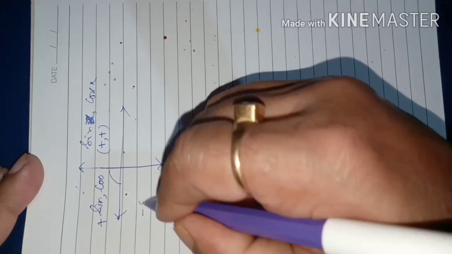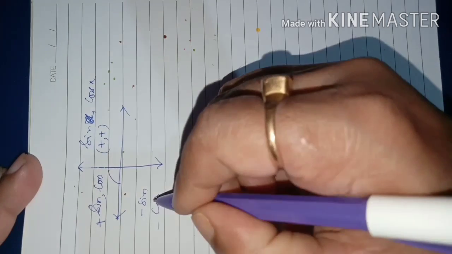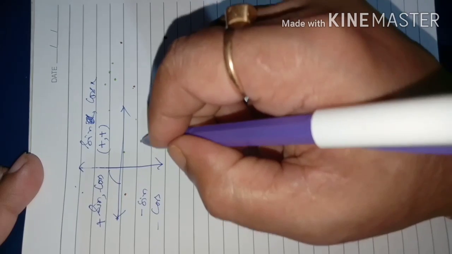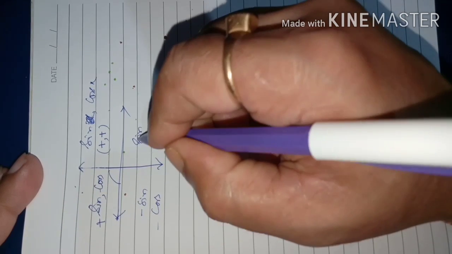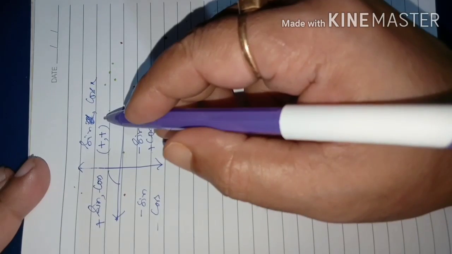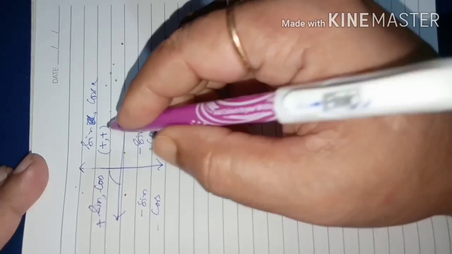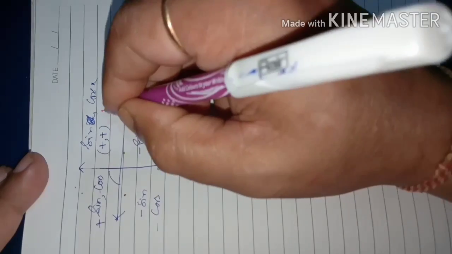but cos is negative. And in this quadrant, sine and cos both are negative. Sine negative, cos also negative. So in this quadrant, sine is negative, but cos is positive. Now the other trigonometric functions which are dependent on these two functions, like the tan function, is positive here.